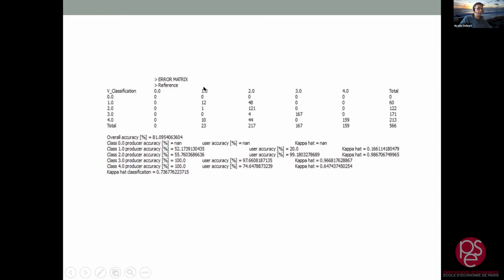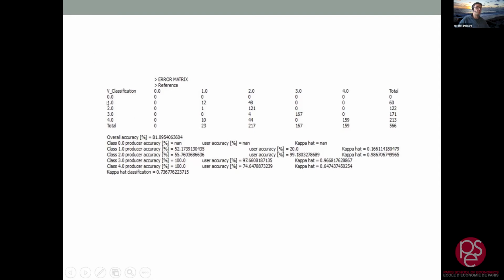For example, if we take class 1, we have tested 23 pixels. 12 of them are correctly classified, so we can calculate what is called the producer accuracy, which is the number of pixels of each class correctly classified over the total number of pixels that we have tested in this class.